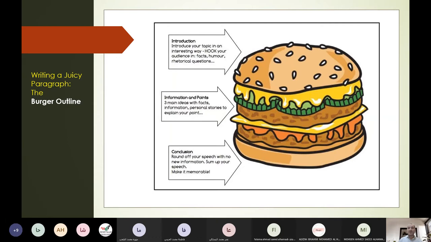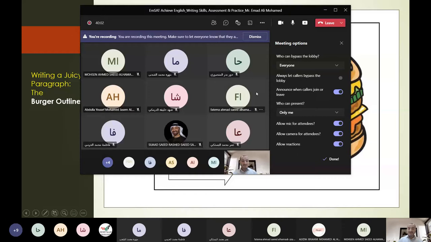You can use, like Fatima suggested, a question and try to answer it. A hook could be like a joke. Yeah, you can start with a joke, why not? But don't use a rude joke. It should be funny. A joke, humor, or you can use facts. Do you know that Egyptians were the first people to travel to space? Oh, really? I haven't known that. I don't believe that.